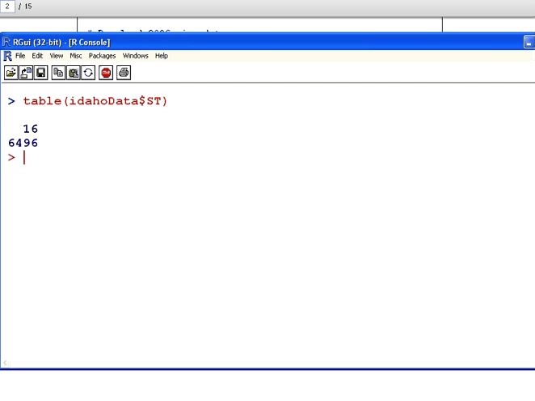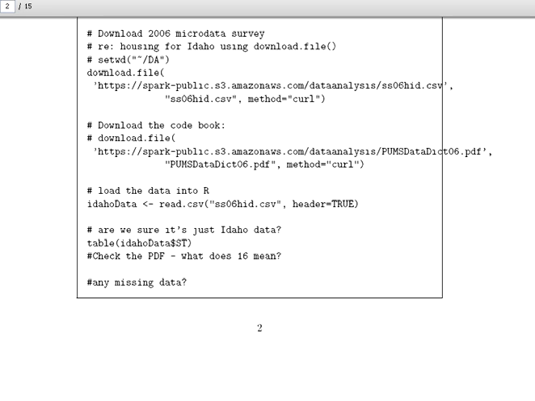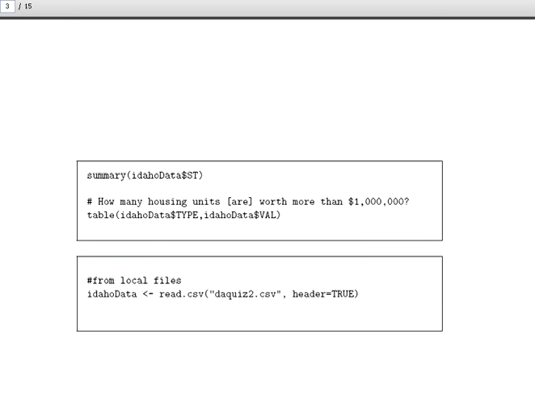And what we were asked for is to find out how many... sorry, let's just go back here. Check the PDF. What does the 16 mean? That's just indicated for the state of Idaho. Is there any missing data? I'm going to move on from that actually; I'll come back to that very shortly. How many housing units are there worth more than 1 million US dollars in the state of Idaho? Well, first off, the relevant variables here are TYPE, capital letters, and VAL. So those are the two variables that we have to work with here.